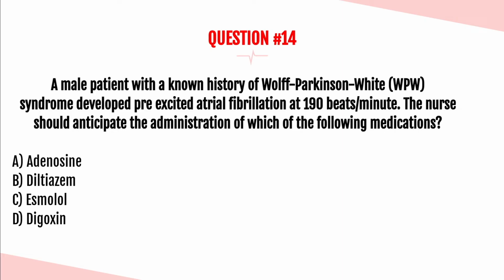The answer here is C, esmolol. In a patient with Wolff-Parkinson-White, we're going to talk about how they have an accessory pathway, and beta blockers are going to be your best medication to give. We do not want to give adenosine for WPW syndrome.